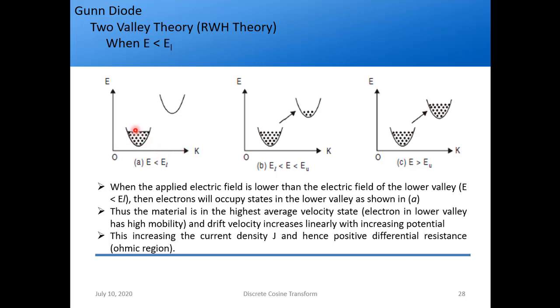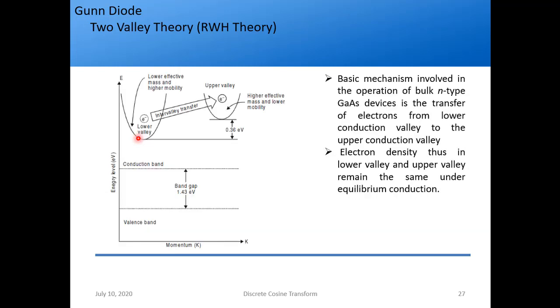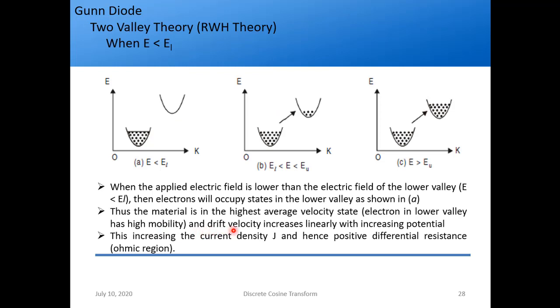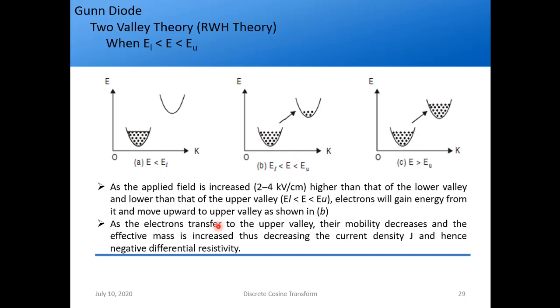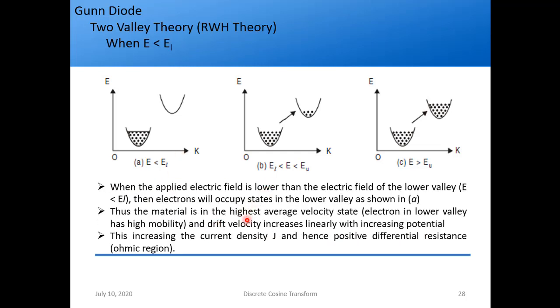So what will happen? Because of this, the material is in the highest average velocity state. Why in the highest average velocity state? Because it has a lower mass in the lower valley. So due to the lower mass, the electrons can travel with a higher velocity. So that's why the drift velocity increases linearly with increasing field. So we know from basic electromagnetics that if electric field increases, the potential increases. So because of this, the current density also increases, and hence we have a positive differential resistance. That is, we have a positive resistance region.